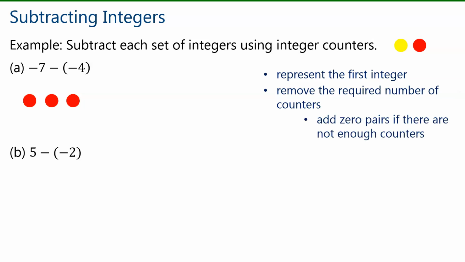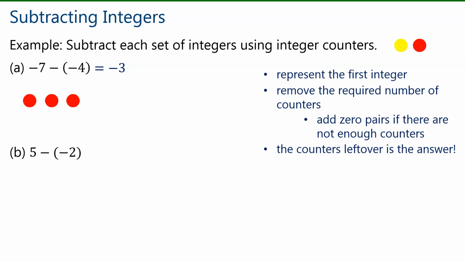Now there will be some times when there's not enough counters there to take away. So in that case we have to add 0 pairs. We'll see that in the next example. So now, whichever counters are left over is the answer. So here I'm left with 3 negative counters.